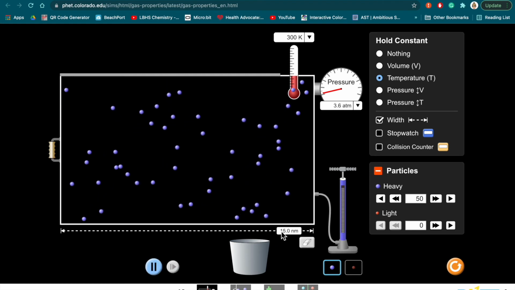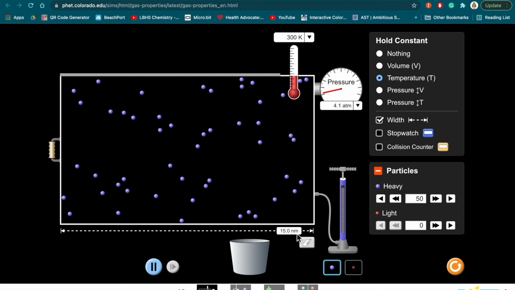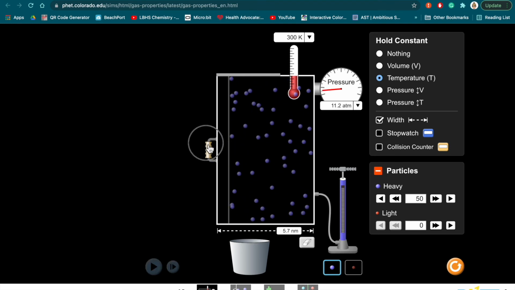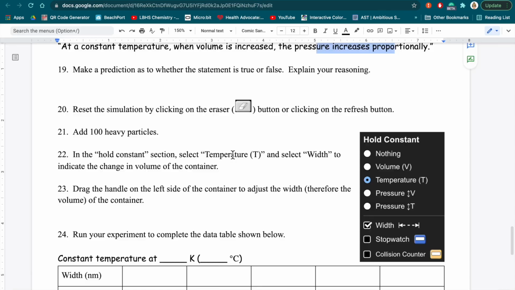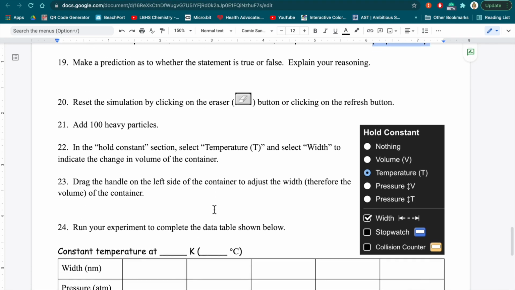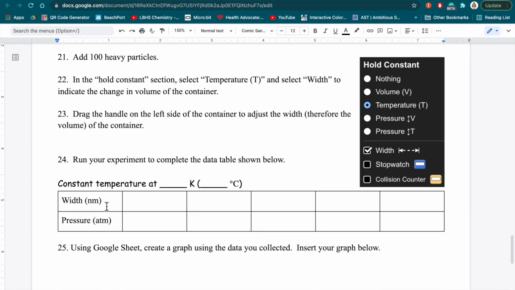The highest you can go is 15, this is nanometers, and the lowest you can go is 5 nanometers. So you'll want to pick some points in between, and you're looking to see if when volumes increase, that pressure increases proportionally. Even though this is not a volume measurement that we are used to, it's okay, it will work.